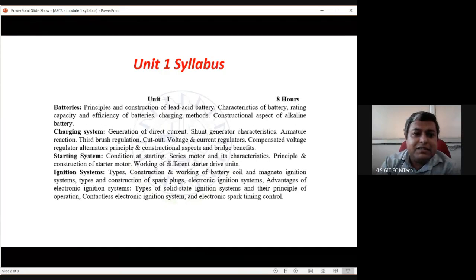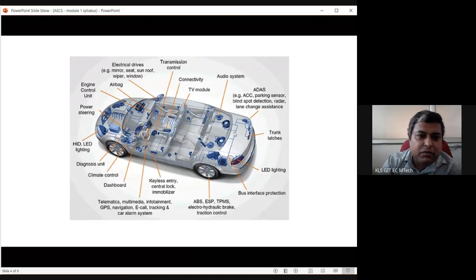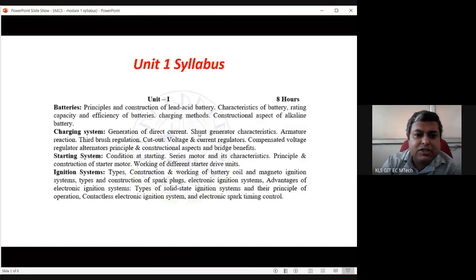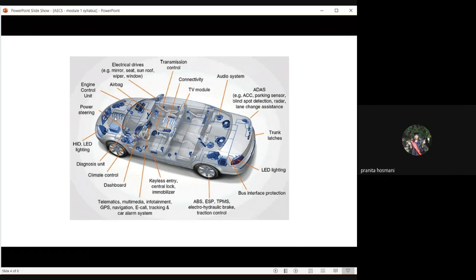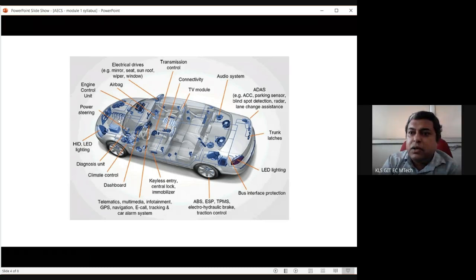If I suddenly say starting system, series motor, check this diagram: where are we now? Which position of the car? Are we in the middle of the car, the front side, or the back side? Front. If I am saying series motor or the charging system, or starting system, series motor, where am I in this diagram? Front, in the engine, the front of the engine. Is it understandable what I want you to do?